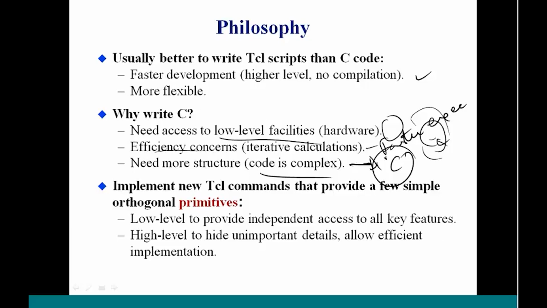If you have to write a new Tickle command, implementing new Tickle commands should provide a few simple orthogonal primitives. It's low level to provide independent access to all the key features, but at the same time it can be high level to hide unimportant details and allow efficient implementation. So that's the reason why we can implement new Tickle commands.